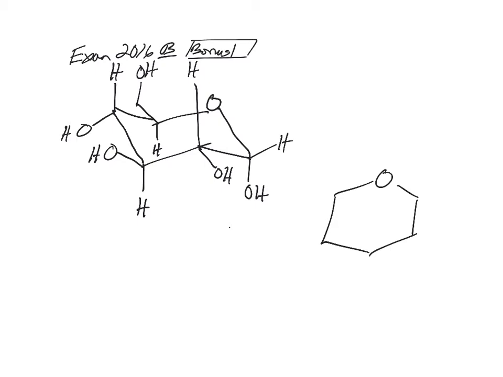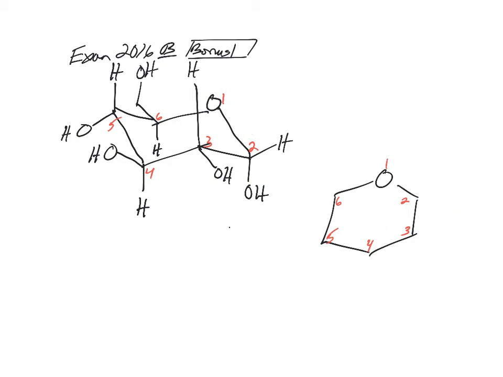Numbering system is super important. It doesn't matter how you number it as long as you're consistent. Start at the oxygen: 4, 5, 6. 1, 2, 3, 4, 5, 6. So now you have to make sure everything that's on carbon 2 here goes onto here.